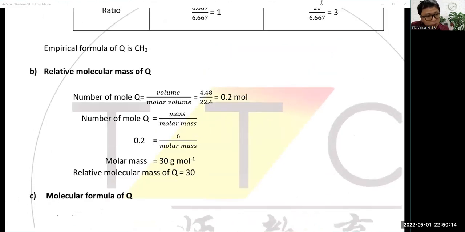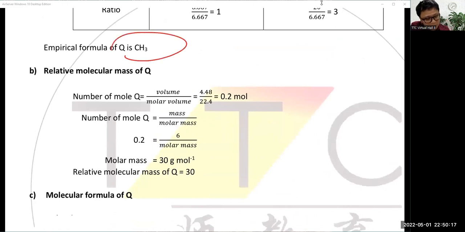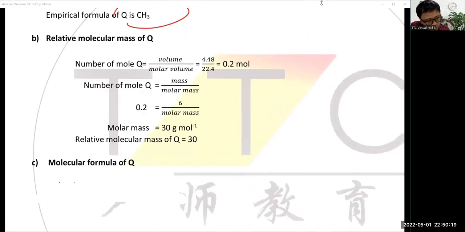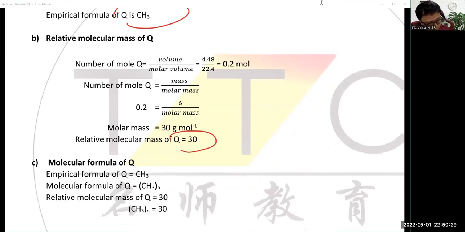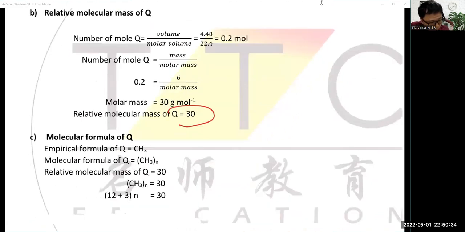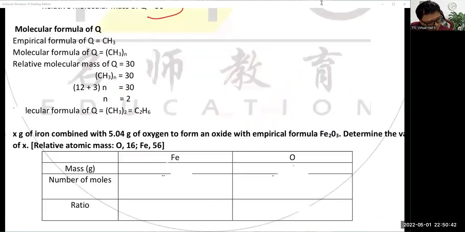Then just now, the empirical formula is CH3. Then the molecular formula will be (CH3) bracket n, because I don't know how many n. But I know the mass is 30. Then I put in (CH3)n equals 30. Then carbon is 12, H is 1. I will get n equals 2. Then I can bring in (CH3)2. I will get C2H6.